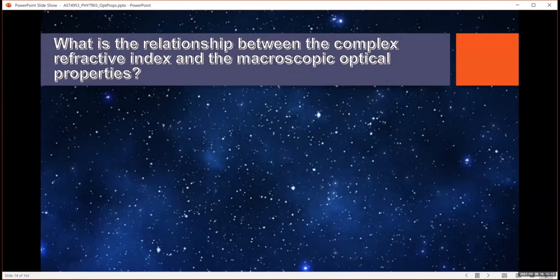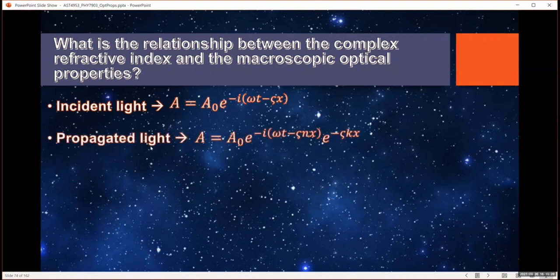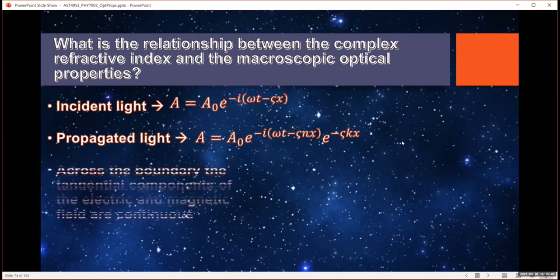So we're now going to get a relationship between the complex refractive index and the macroscopic optical properties of our material. So here I've got the incident light, A equals A0 times a wave function, and the propagated light now has that complex refractive index in. So we've got the real part in here in the wave function that affects the speed, and we've got the imaginary part in here that affects the absorption.